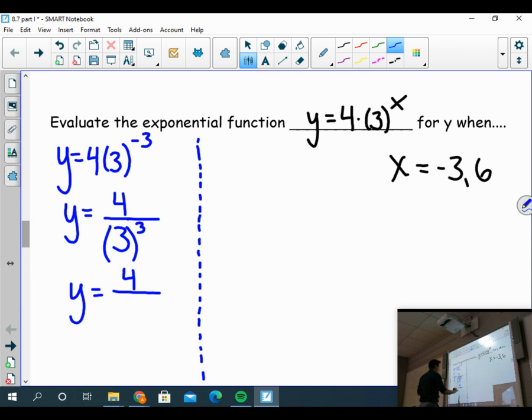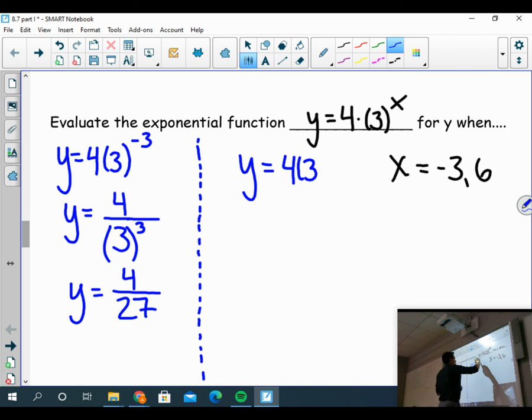I know that 3 to the third is 3 3's multiplied together. 3 times 3 is 9. 9 times 3 is 27. And so what I figure out for my exponential function is that when x is -3, y is equal to 4/27. Do the same thing for when x equals 6. Again, please make sure you follow your order of operations here. Do not mistakenly do 4 times 3 and get 12. We must handle our exponents before multiplication.